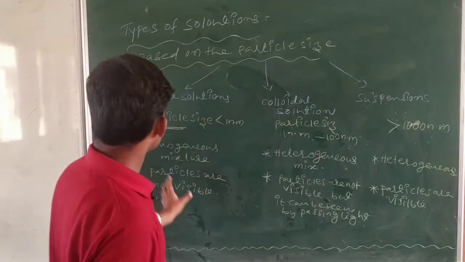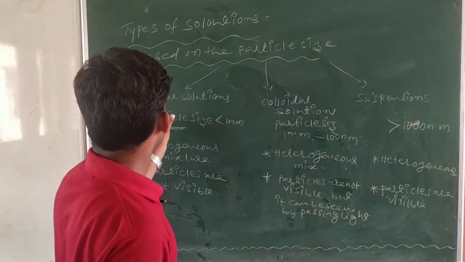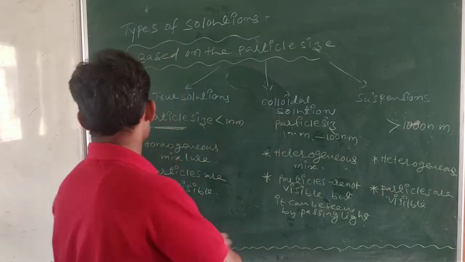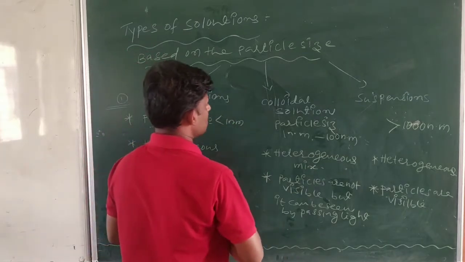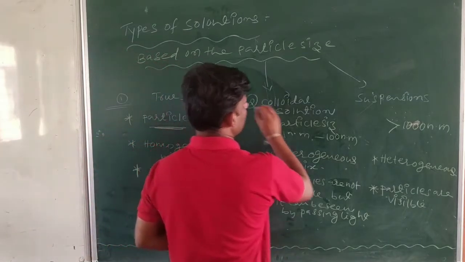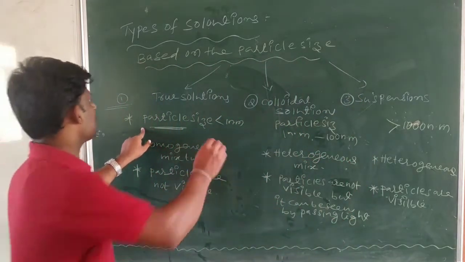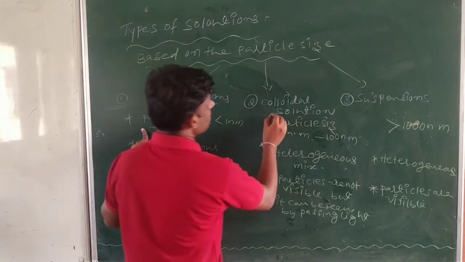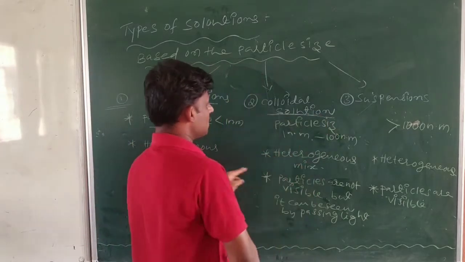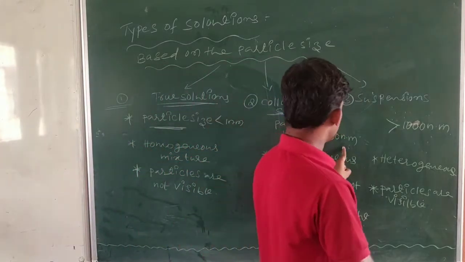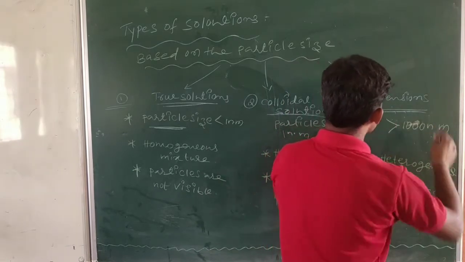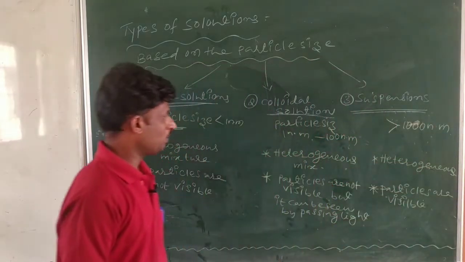According to the particle size, solutions are divided into three categories. One is true solutions, second is colloidal solutions, third is suspensions. In true solutions, particle size is less than 1 nanometer. In colloidal solutions, particle size is 1 nanometer to 100 nanometers. In suspensions, the particle size is more than 1000 nanometers.